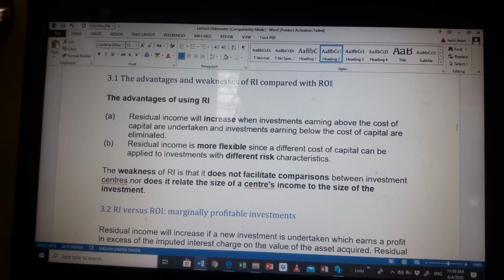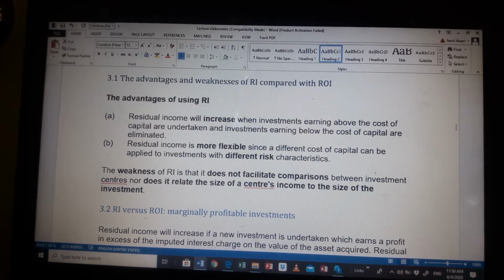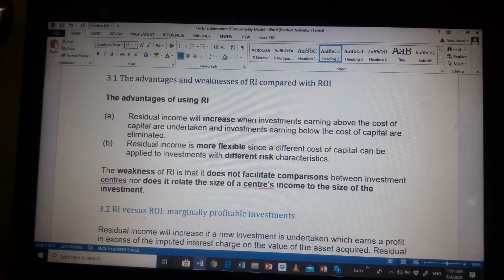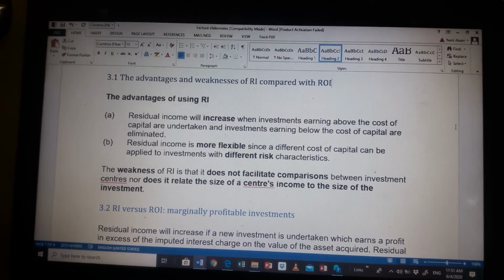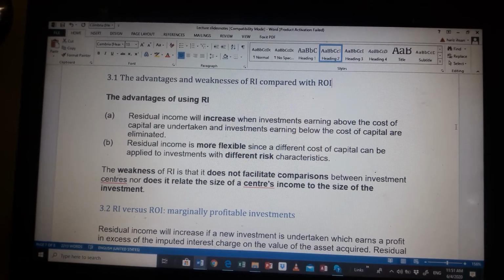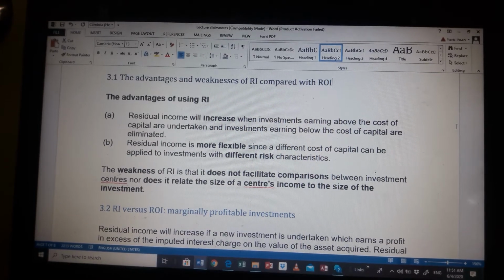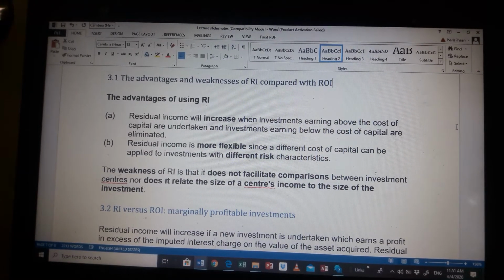However, the weakness of residual income is that it does not facilitate comparisons between investment centers, nor does it relate the size of the center's income to the size of the investment. So if the investment center is a 5 million base, we cannot compare the residual income with a base of 500,000. It is far too big of a difference. Therefore, it's not the same thing. We have to compare an apple with an apple. So a 5 million investment, we can only compare with another 5 million investment. We cannot compare with a 500,000 or 200,000 investment.